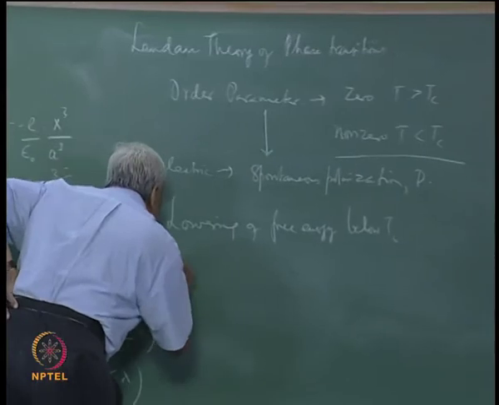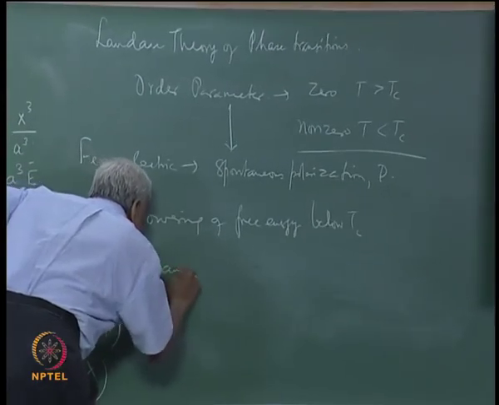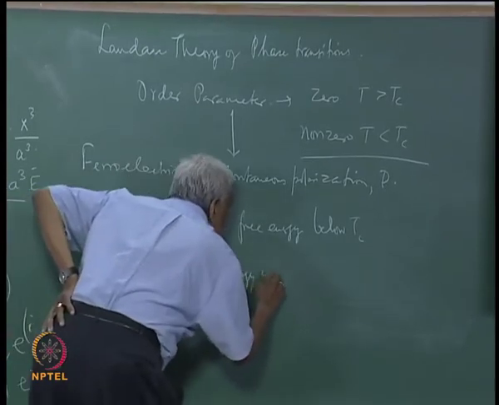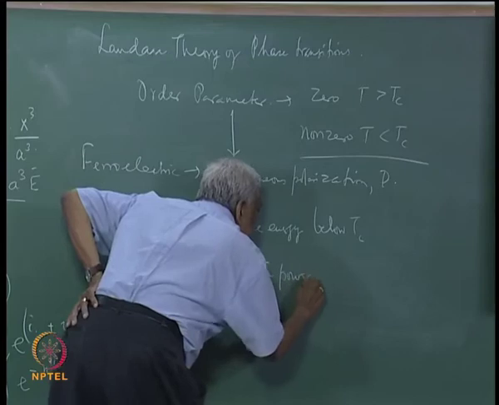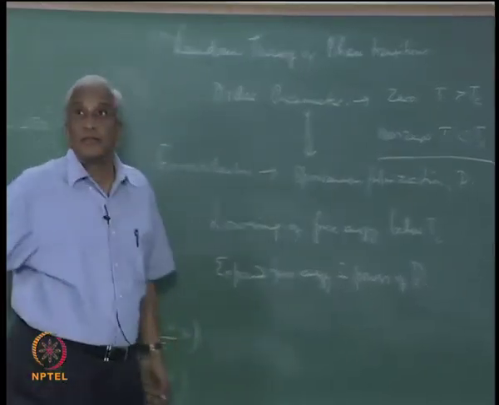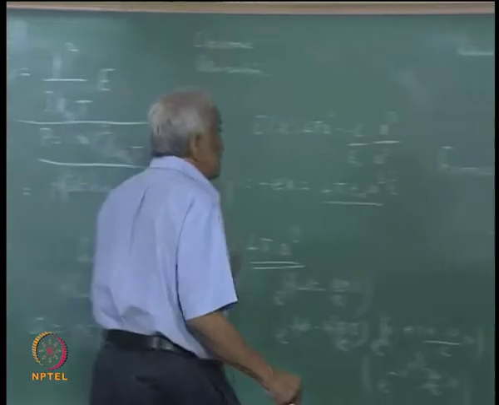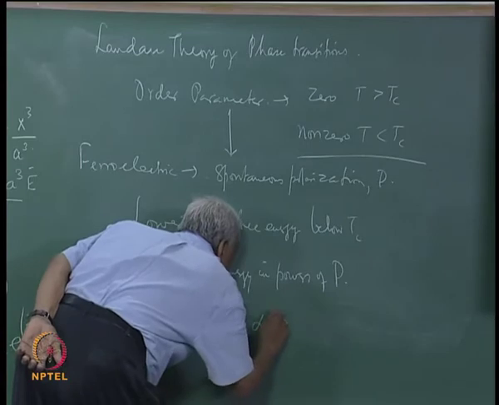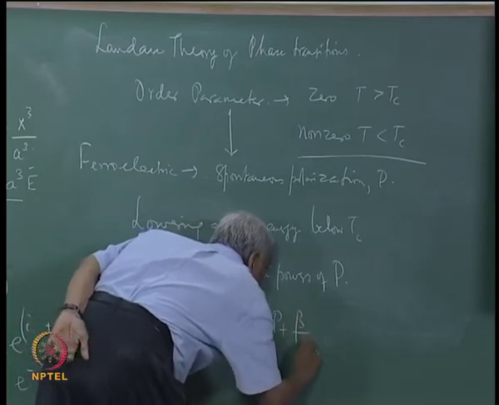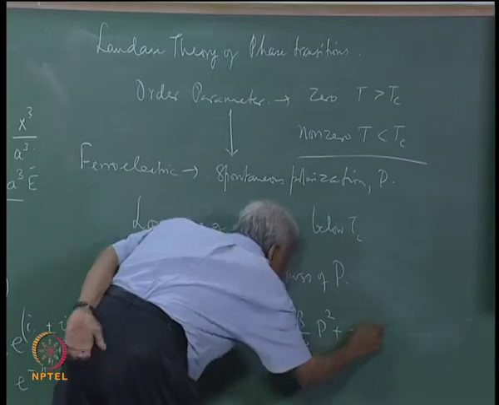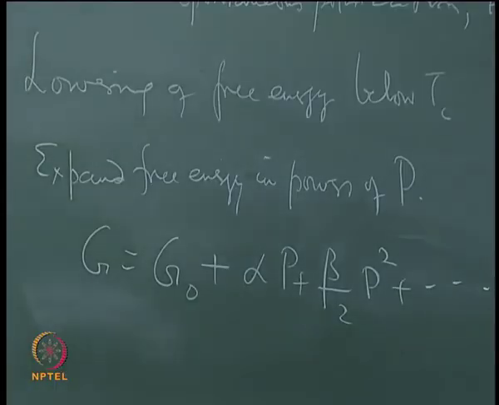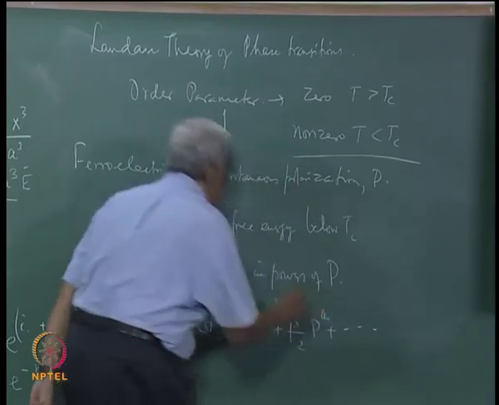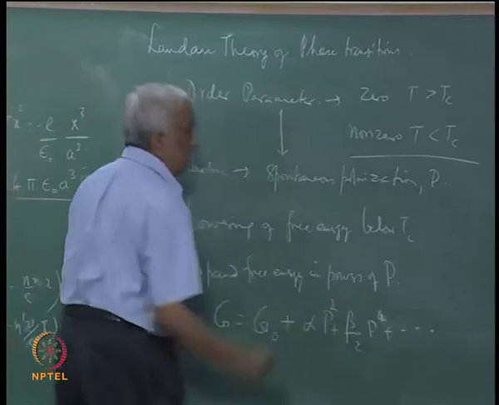You expand the free energy in powers of the order parameter, in this case the spontaneous polarization. So, we write the Gibbs free energy G as G naught plus alpha p plus beta by 2 p square plus etcetera, p square, p to the power 4, etc. Terms in p, p cube, etc.